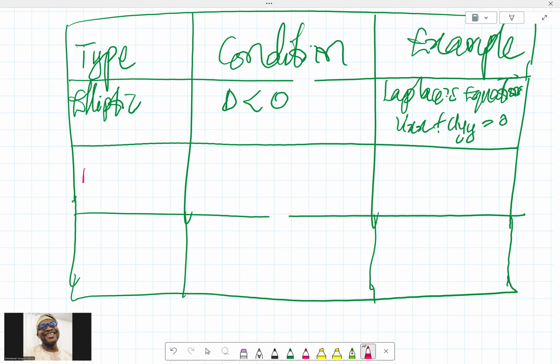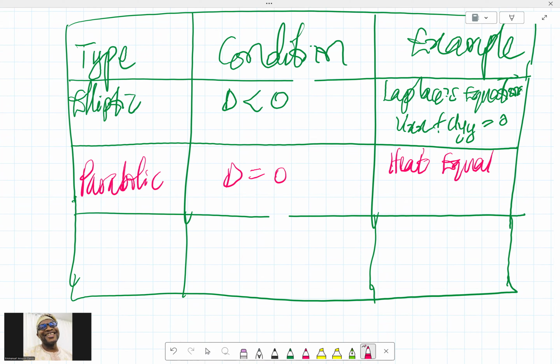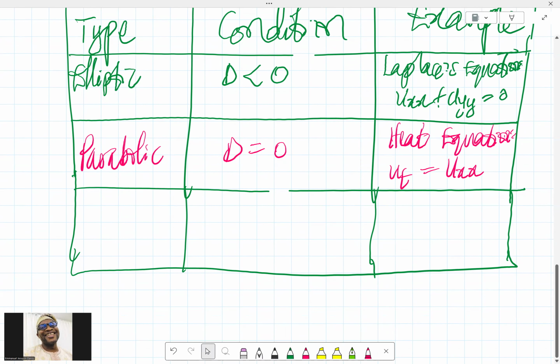The next one is parabolic. So you have a parabolic partial differential equation where D is equal to 0. I did some examples to show each of them in the second video, I believe. So you have the heat equation in this case, which is parabolic. And here you have ut equals uxx. So it's parabolic in nature.